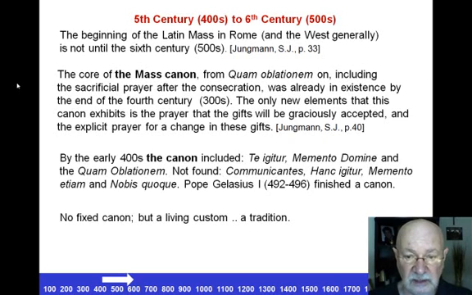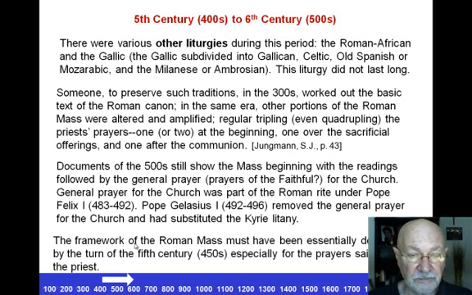By the early 400s, the canon included the Te Igitur, "you therefore, O Lord," "remember, O Lord," and "this offering," but the Cum Communicantes was not found, nor the Hanc Igitur, the Memento Etiam, and the Nobis Quoque. Pope Gelasius I, from 492 to 496, finished a canon. So there was no fixed canon, but a living custom, a tradition. There were other various liturgies during this period: the Roman, the African, and the Gallic, French. The Gallic subdivided into the Celtic, Old Spanish, and Mozarabic, and the Milanese or Ambrosian.